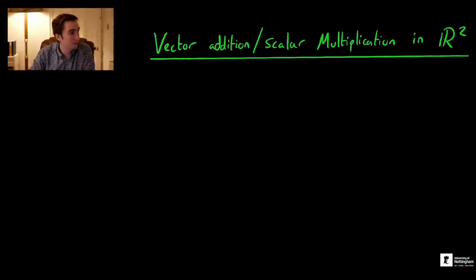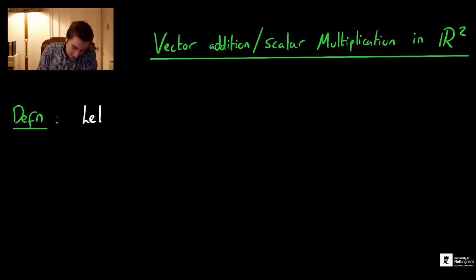So let's go to our tablet. And I've already written the title in this time. So our title is something like vector addition and scalar multiplication in R2, and that's what we're going to study here. So we want to start off with a suitable notion of vector addition, and that gives us our first definition. What do we mean by the addition of two vectors?